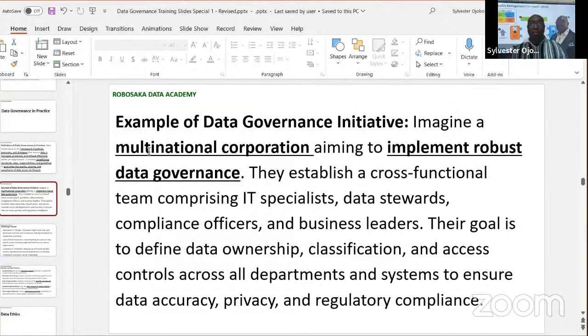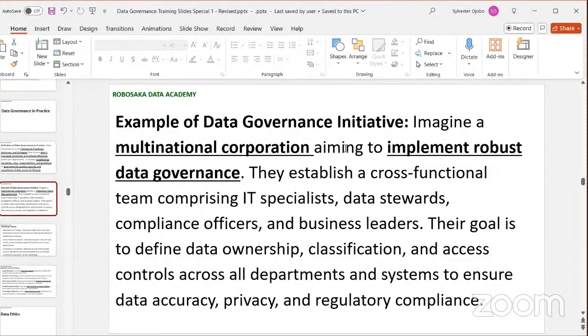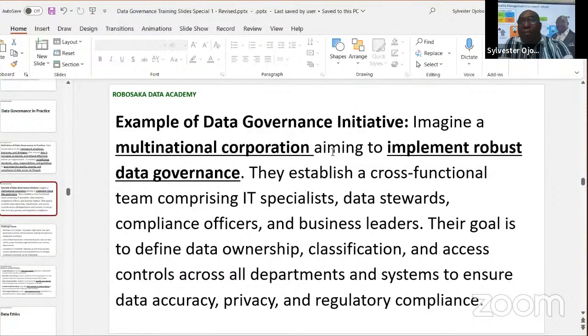So you are employed by a multinational corporation. Aiming, this is the main aim. So what is the meaning? Have you heard of this word aim before? Yes. Another word for aim is what? Goal. Yeah. Another word for aim apart from goal is what?